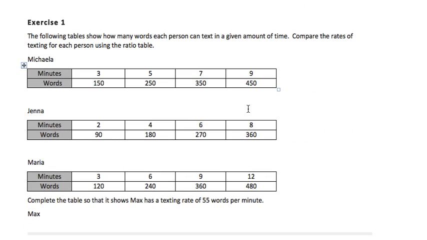Exercise 1 is comparing the texting rates of 3 different people, Michaela, Jenna, and Maria. In order for us to compare their rates, though, we need to know how many words they text in 1 minute. So what we're going to do is take the words and divide by the number of minutes from the table.